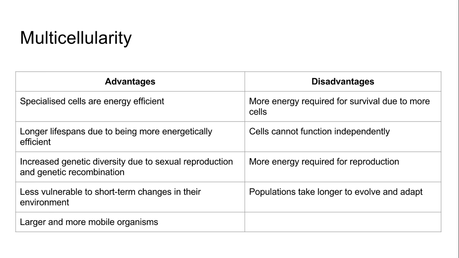There is increased genetic diversity in multicellular organisms due to sexual reproduction and genetic recombination, and they're less vulnerable to short term changes in their environment. However, populations take longer to evolve and adapt due to being multicellular. Another advantage is that they are able to produce larger and more mobile organisms by being multicellular.